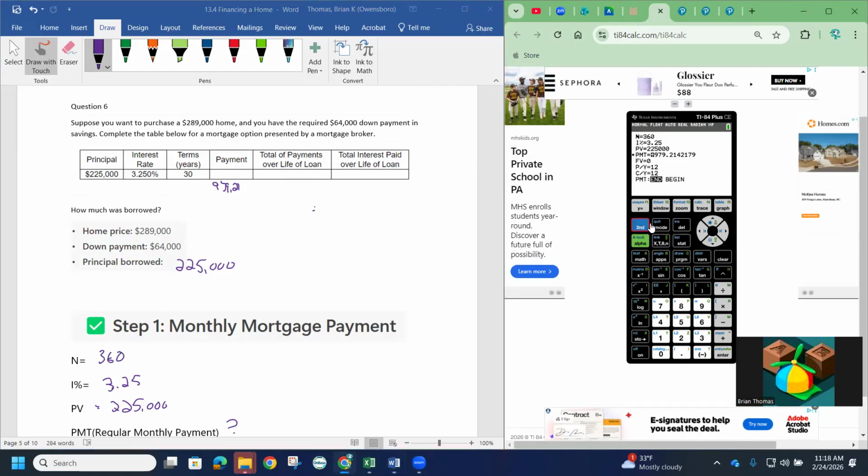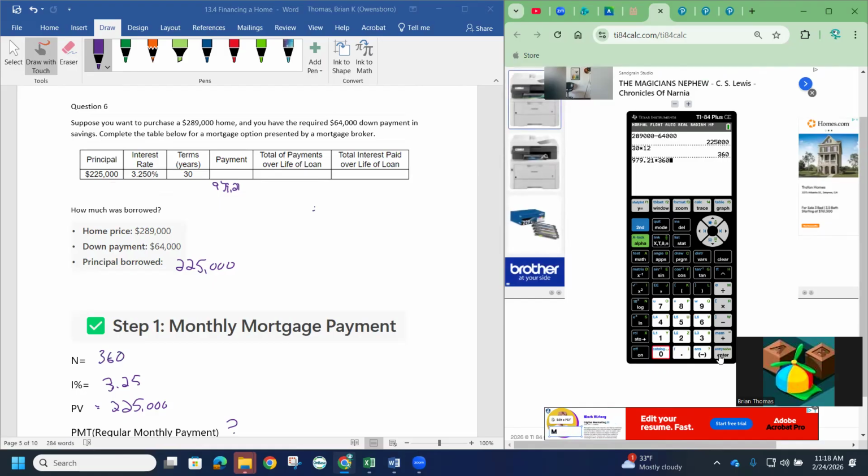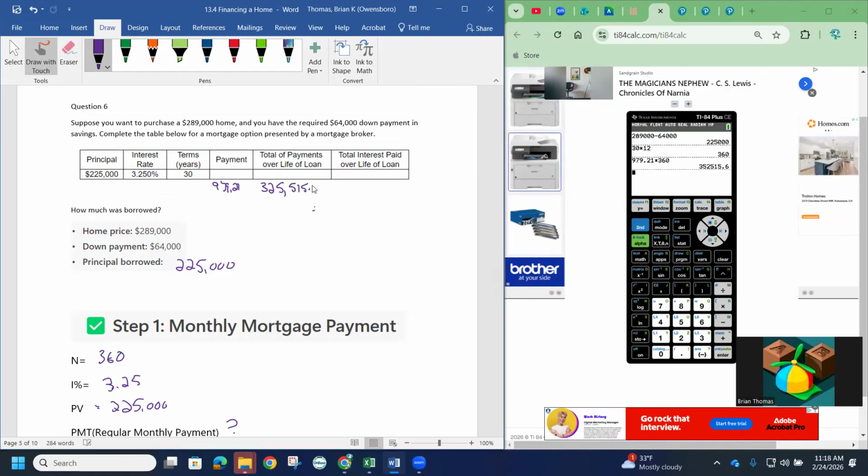So to figure out the total amount of money we pay on the loan, we multiply our monthly payment, which was the 979.21, by 360 payments. That tells me how much I'm paying over the life of the loan. So the total amount of money we put in is going to be this $325,515.60.